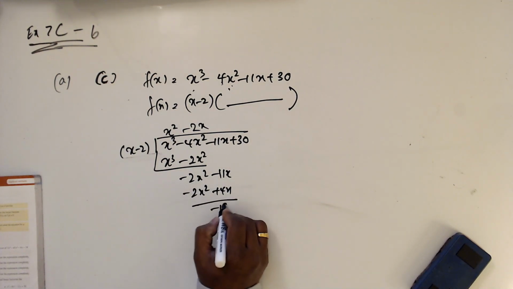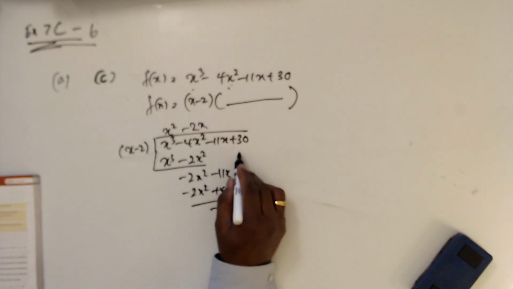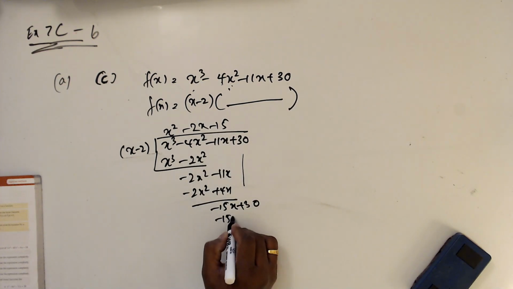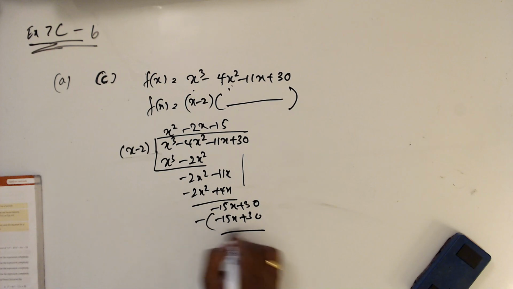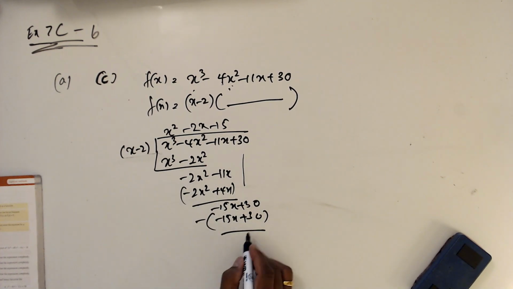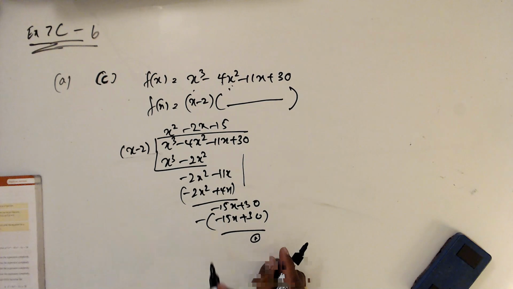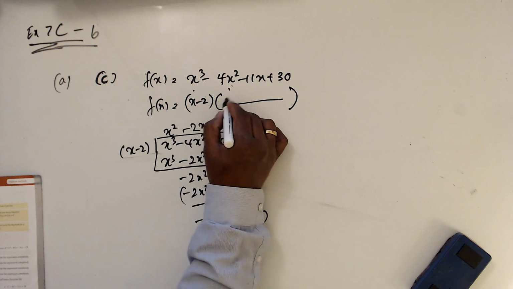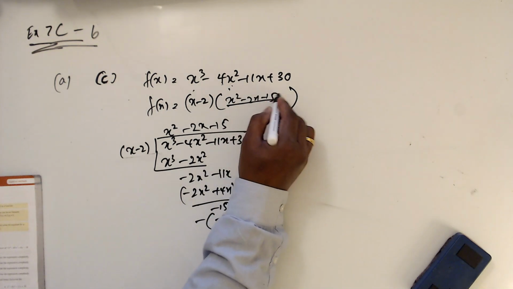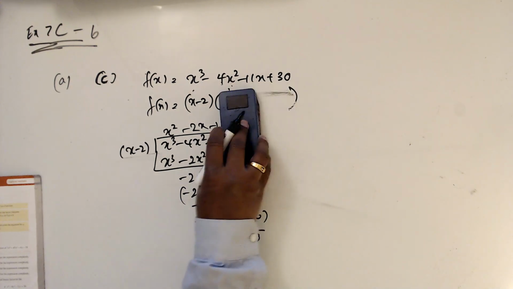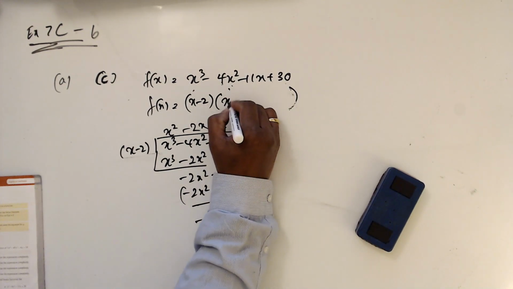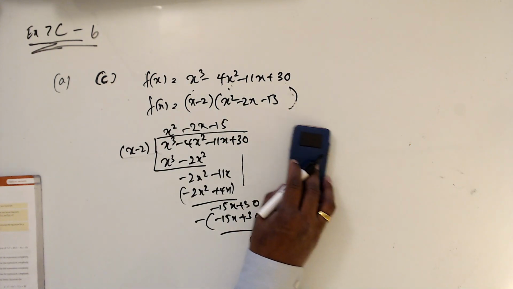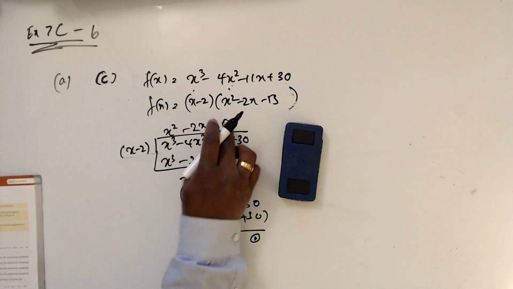This is going to be 15x, and bring this one down, plus 30, going to be minus 15, minus 16x plus 30, and this is 0. Now this is going to be x square minus 2x minus 15. X square minus 2x minus 15. This is the quadratic, this is the quotient.